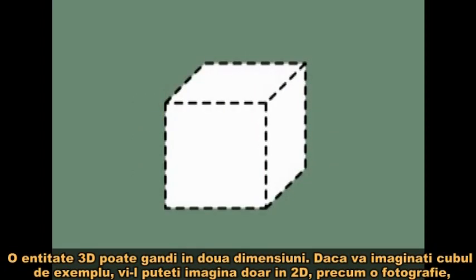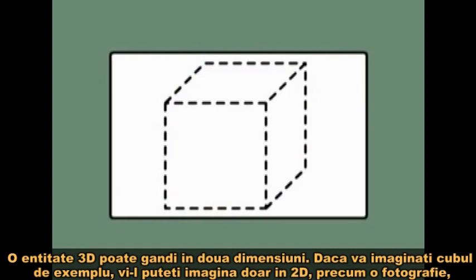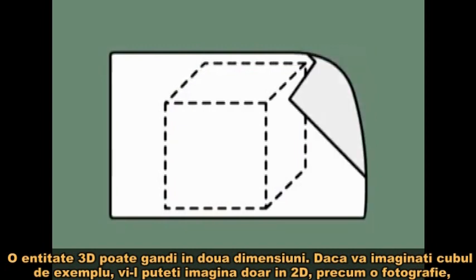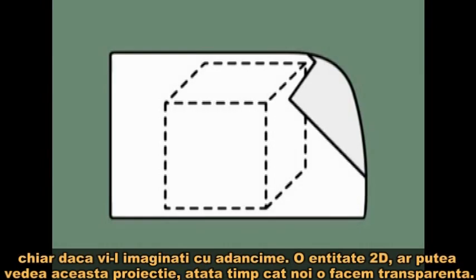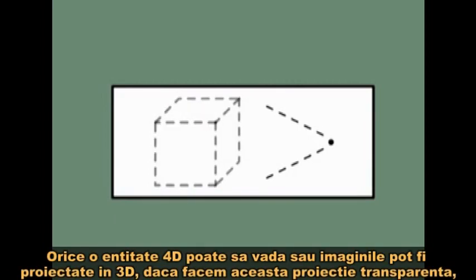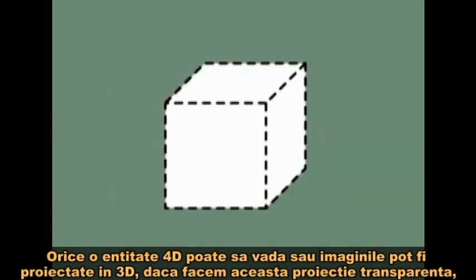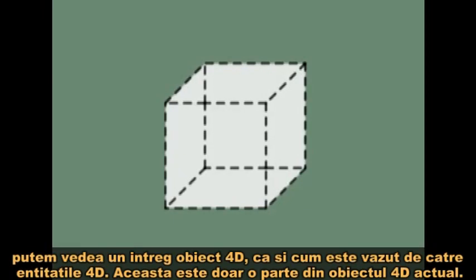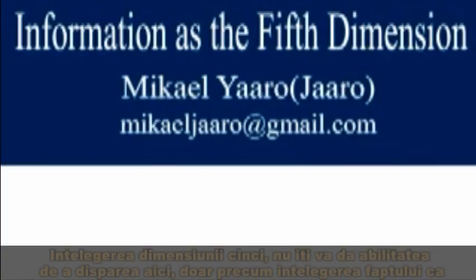A 3D entity can think in 2 dimensions. If you imagine a cube, for example, you can only imagine it in 2D, like a picture, even if you imagine it with depth. A 2D entity would be able to see this projection, as long as we make it transparent. By analogy, anything that a 4D entity sees or imagines can be projected into 3D. If we make this projection transparent, we can see an entire 4D object as viewed by 4D entities. That is, only part of the actual 4D object.